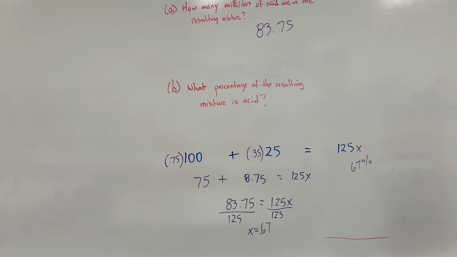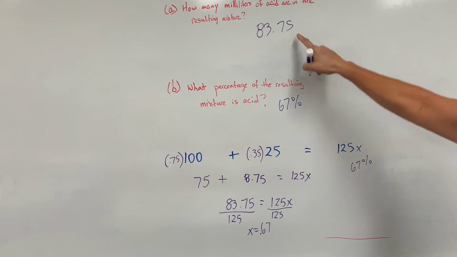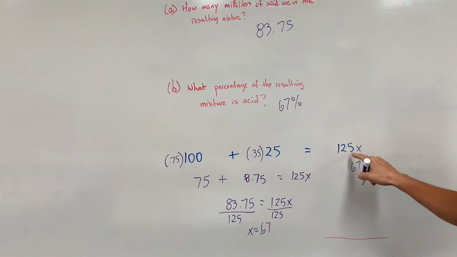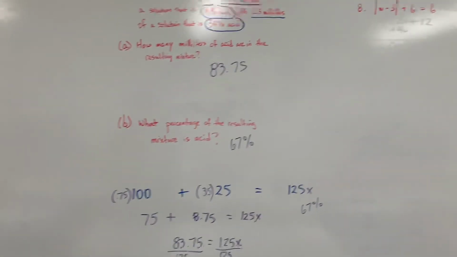What percentage of the resulting mixture is acid? 67% is acid. If you weren't sure how to get that, maybe this didn't make sense to you, well, what is 67% times 125? 0.67 times 125 will give you your 83.75. So that's two ways of going about that. The more you do this problem, the less intimidating it will be. Do the exact problem 3 or 4 times until your brain starts to get used to what's coming next, and then try a problem that has different numbers.